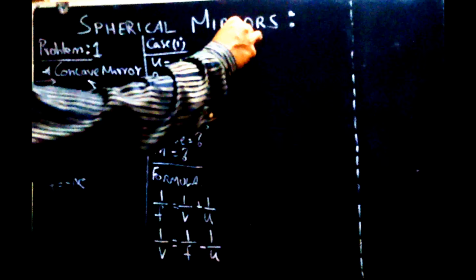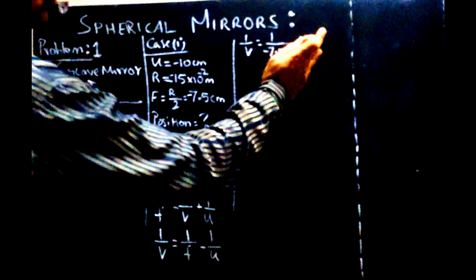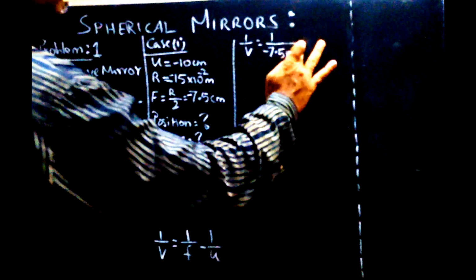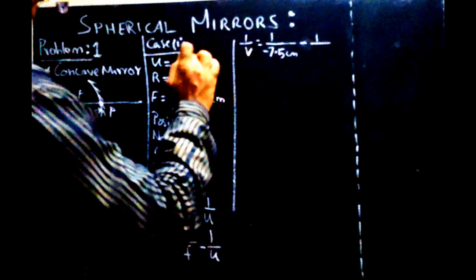Now it is simple basic mathematics calculation. So 1 by v equals. Then a sign you should be very careful with. You should not omit the sign. So it is 1 by minus, the focal length you have found as 7.5, minus, and 1 by u is minus 10. So now the minus and minus sign will become plus. We will be using it in the next step.